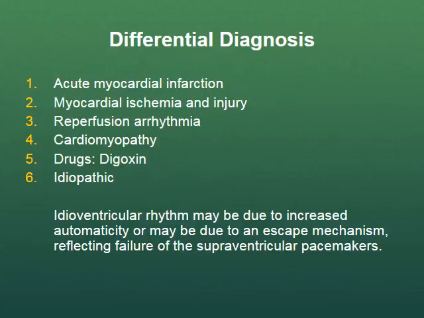Causes: acute MI, myocardial ischemia. You can have this in reperfusion arrhythmias, cardiomyopathy, digoxin toxicity, or it can be idiopathic. Idioventricular rhythm could be induced due to increased automaticity, or maybe due to an escape mechanism, noting that there's a failure of all supraventricular pacemakers above it.